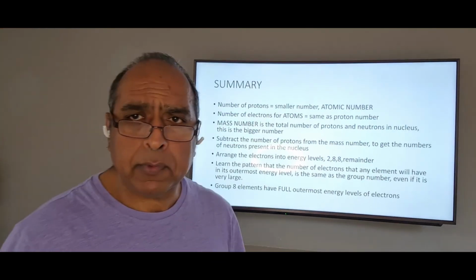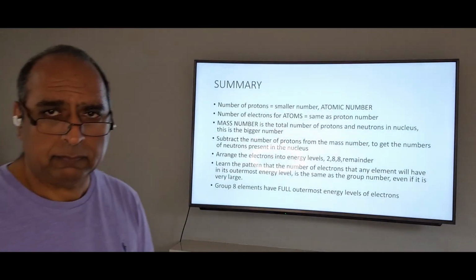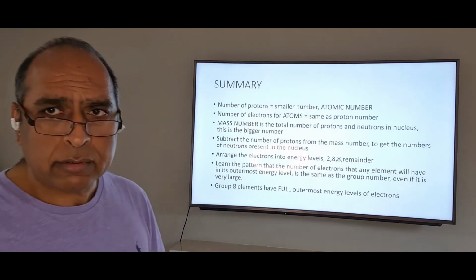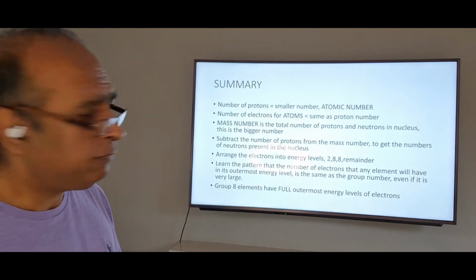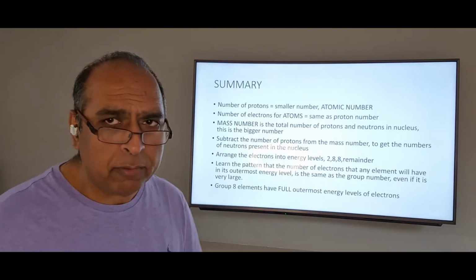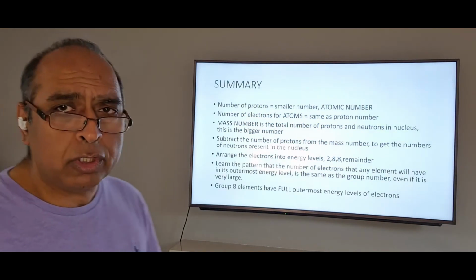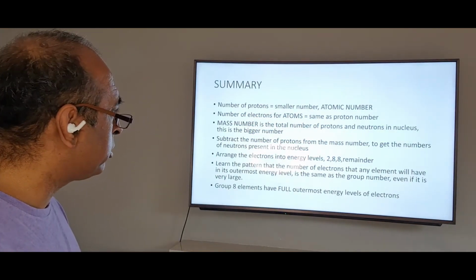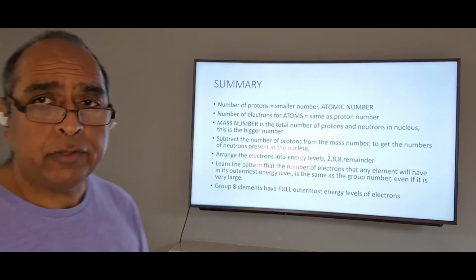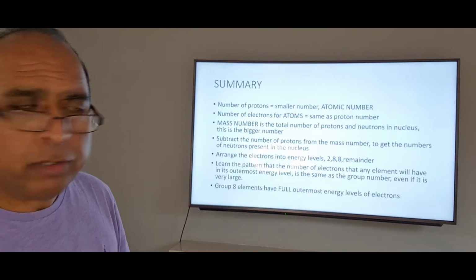So, to summarize, number of protons is the small number, atomic number. The number of electrons is the same as that small number, the atomic number, because atoms are neutral. The mass number is something different. That's the big number, and the big number is the total number of protons and neutrons in the nucleus. To get the number of neutrons, you subtract those two numbers. You take the mass number, subtract the atomic number, that gives you the number of neutrons.